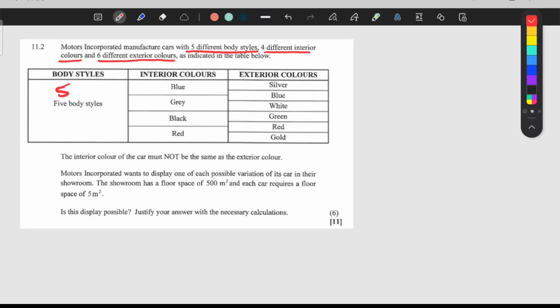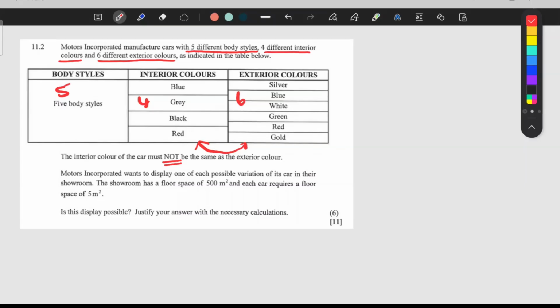So 5 body styles, and then you can choose from 4 different interior colors, and 6 different exterior colors. Each car is manufactured like that. The interior color of the car must not be the same as the exterior. So this and this can't be the same color.